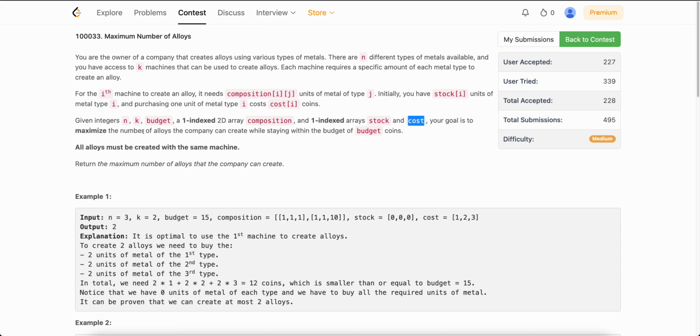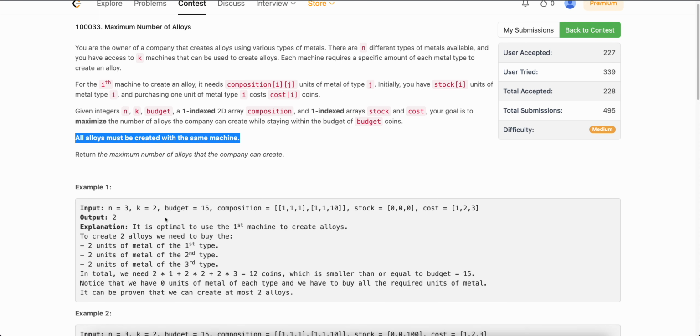So in total you need to return the maximum number of alloys that you can create within the budget of budget coins. Notice that the problem states all the alloys must be created with the same machine. So it is not possible for the company to use two different machines at the same time to create the alloys. That's a very important part of this problem. So let's look at an example.